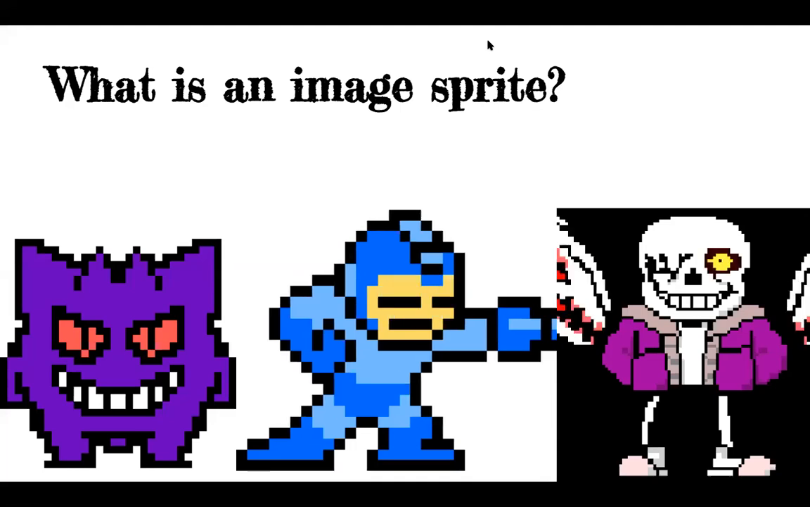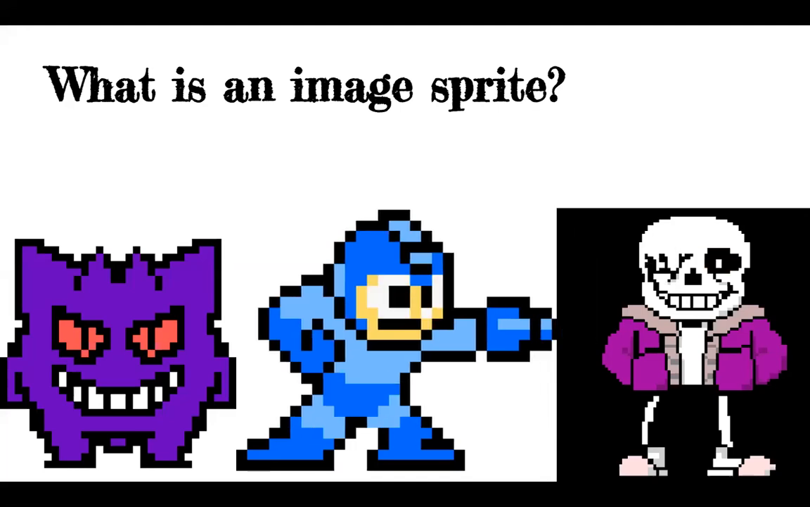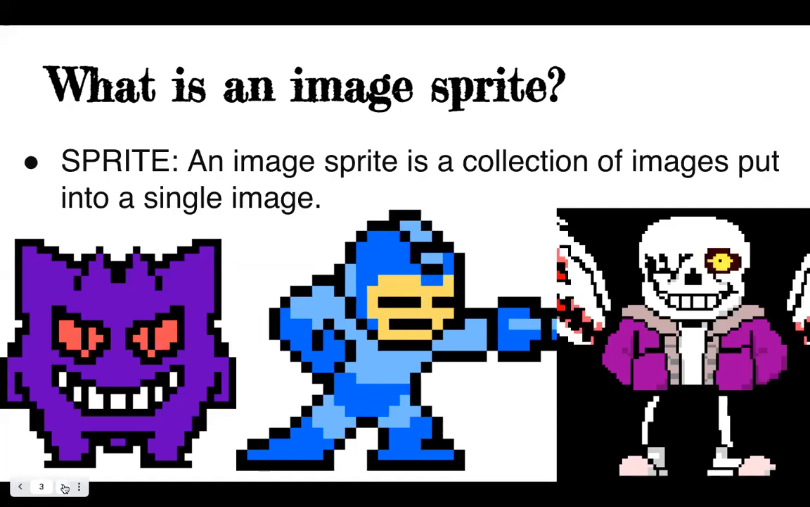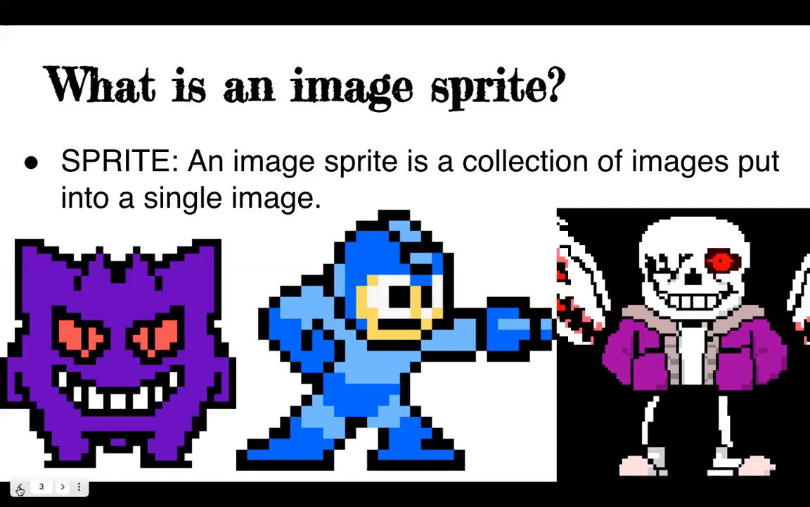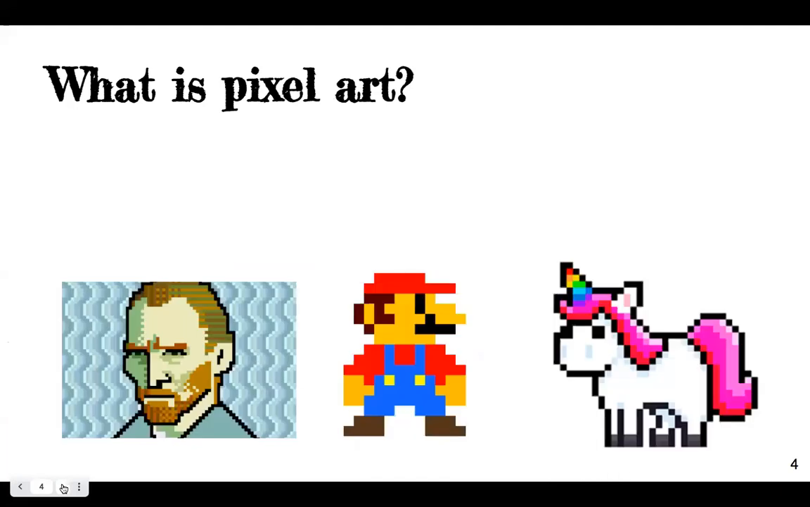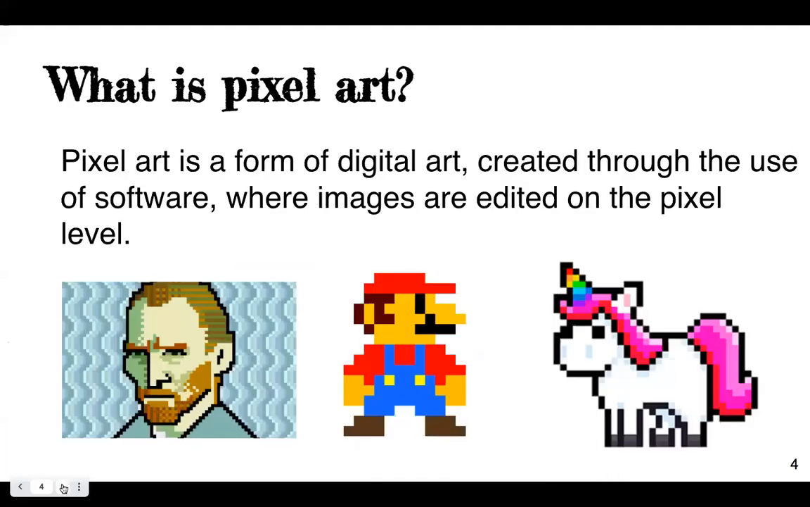There we go. So what is an image sprite? We're going to be making image sprites. An image sprite is a collection of images put together into a single image. In terms of pixel art, you guys also knew about this. It's a form of digital art created through different software. We're going to use just a website to do it, and we will be creating an image sprite animation out of pixel art.